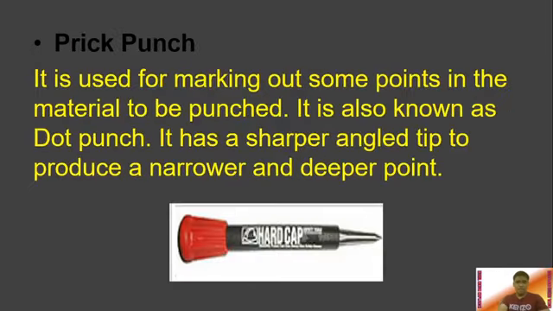Okay. Then we have the prick punch. So it is used for marking points in the material to be punched. It is also known as dot punch. So it has a sharper angled tip to produce a narrower and deeper point. So it is usually used to put an initial dot on concrete, so that if we use our electric drill, the bit will not move around. So it will hold the bit in place, so that we could put a precise hole on our concrete.